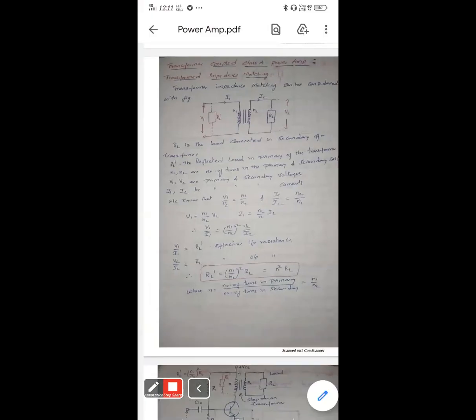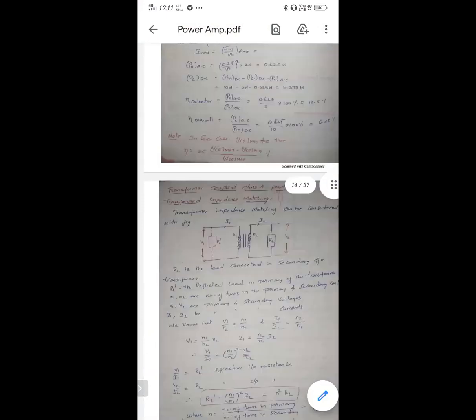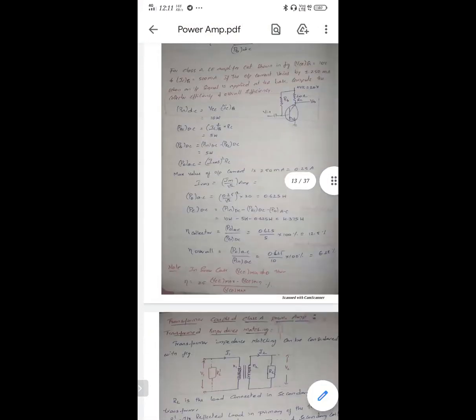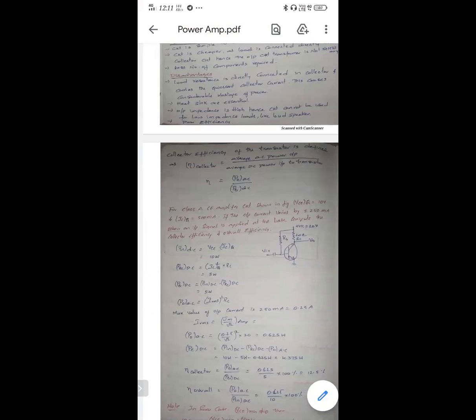In the last class, we verified the class A power amplifier using direct feed. In that, we verified that the efficiency of the class A power amplifier, for ideal conditions, is 25%.